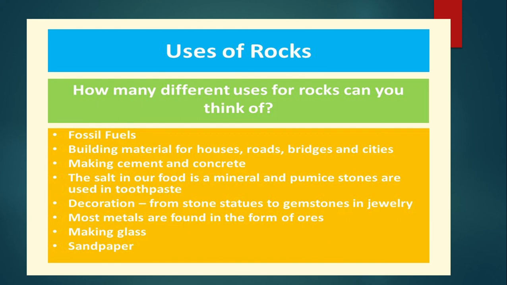You know, students, the toothpaste is also made up of different types of salt and minerals which are found in the rocks. Many of us use different decorative stones in the form of jewelry and stone statues also. Some metals are found in the form of ores. What are these ores? In the ores, different types of minerals are found in a rock type structure. Then they are separated in the industries. Then glass and sandpaper are also made from rocks.